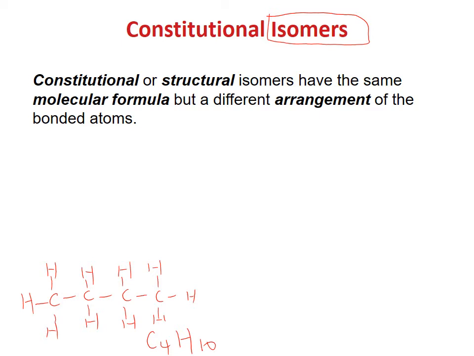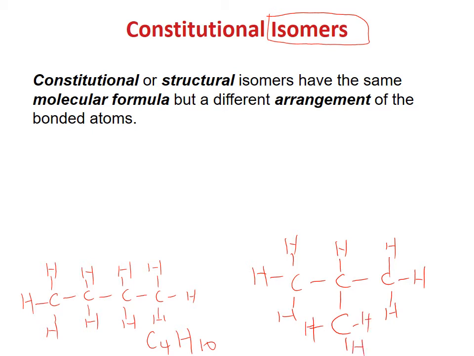Now, there's another molecule, also 4 carbons, but this carbon is attached to the center carbon. So now let's add hydrogens. All right. If you count hydrogens, there are also 10 hydrogens. So 4 carbons, 10 hydrogens. The formula is the same, but the arrangements are different.